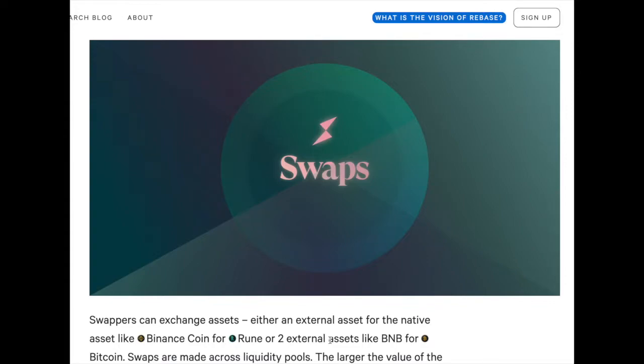THORChain Swaps. Swappers can swap between an external asset and RUNE, for example, Binance Coin to RUNE, or two external assets, for example, Binance Coin to Bitcoin. Swaps happen between assets in liquidity pools. When they swap, swappers may experience a loss of value. That is, the assets they receive may be worth less than the value they initially sent in. This is called slippage.